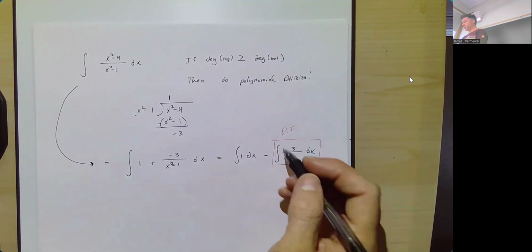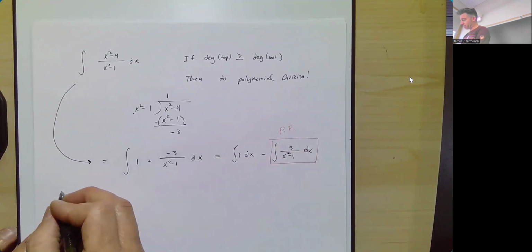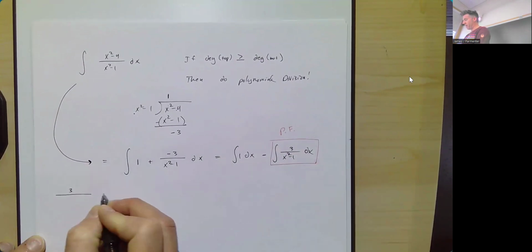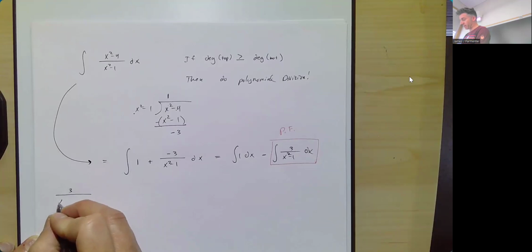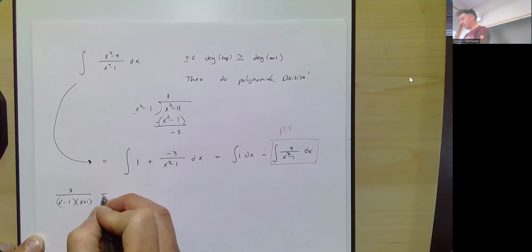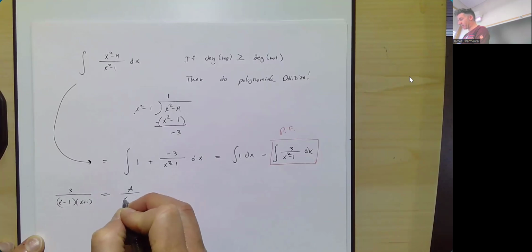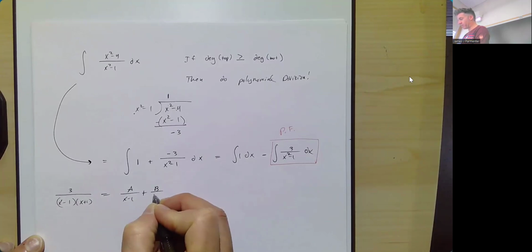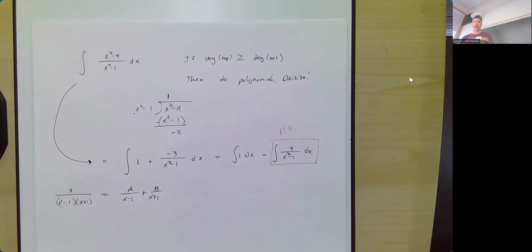So we'll come back to this, but let's do the partial fractions thing. So we're going to have 3 over x squared minus 1 does factor as x minus 1 times x plus 1. And we're going to set that equal to a over x minus 1 plus b over x plus 1. It doesn't matter which order you put these in, right? I could have done x plus 1 first and x minus 1 second. It literally doesn't matter, as long as you just are consistent.